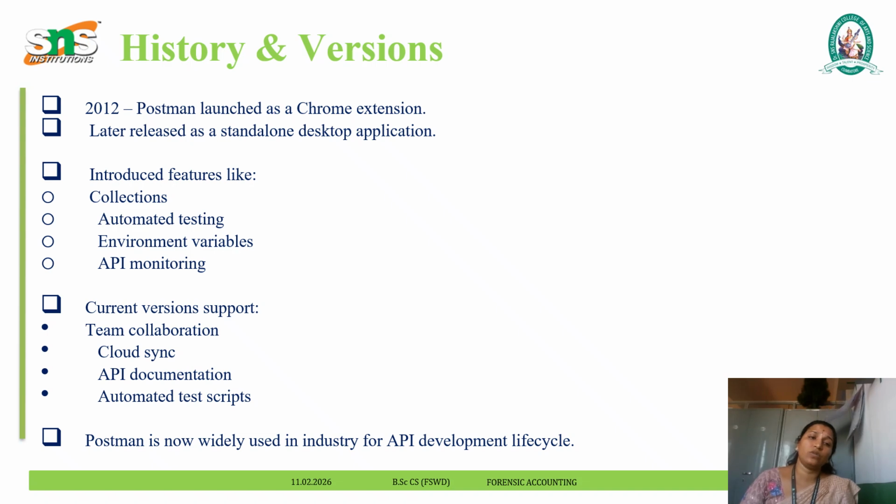The history of Postman: it was launched as a Chrome extension, and later became a standalone desktop application to use features like collections, automated testing, environment variables, and API monitoring. The current version comes with team collaboration, cloud synchronization, API documentation, and automated test scripts. Postman is now widely used in the industry in the API development lifecycle.